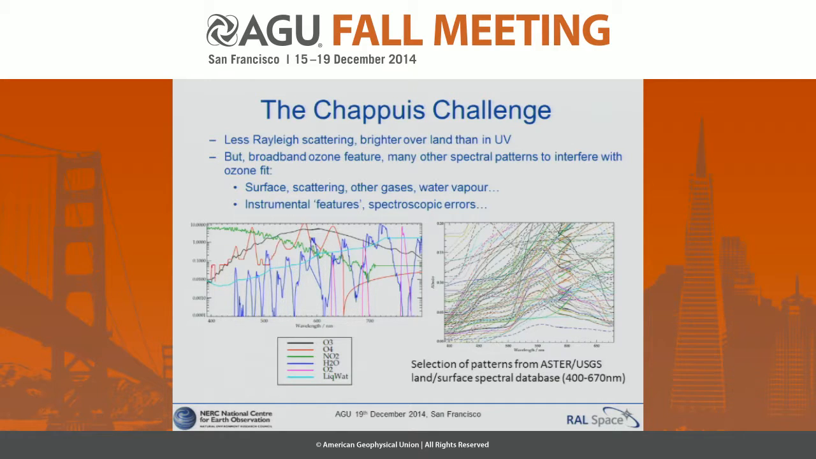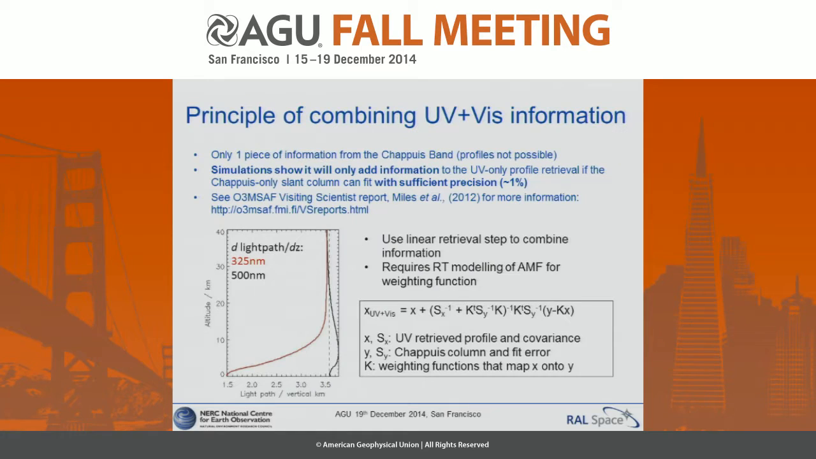But the principal worry really is the spectral shape of the surface, which varies from pixel to pixel, with time and with space and season. And here we just have a selection from an ASTER USGS database of different land surface types and spectral shapes, which all interfere with your attempt to fit this ozone feature. So as I mentioned, you really only have one piece of useful information in the Chappuis bands. You can't retrieve profiles from the Chappuis on their own.